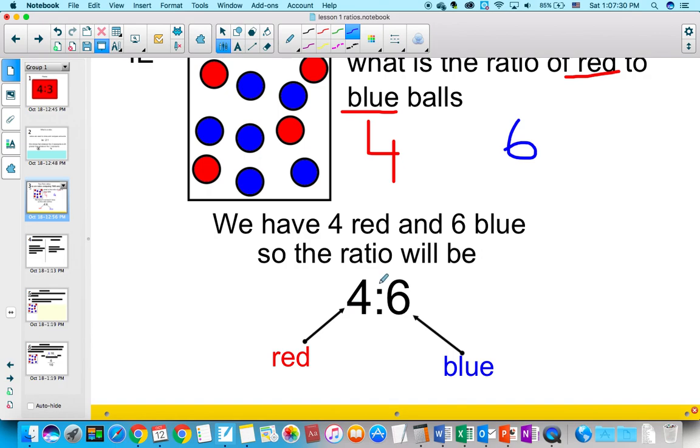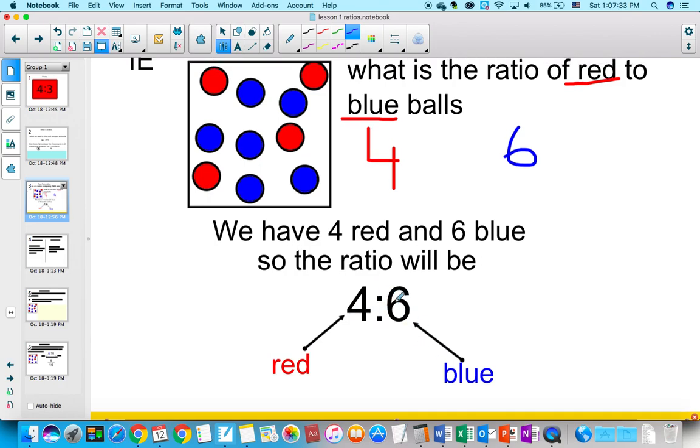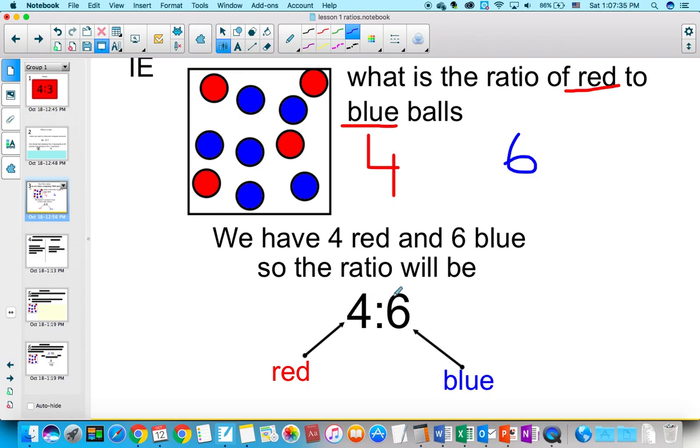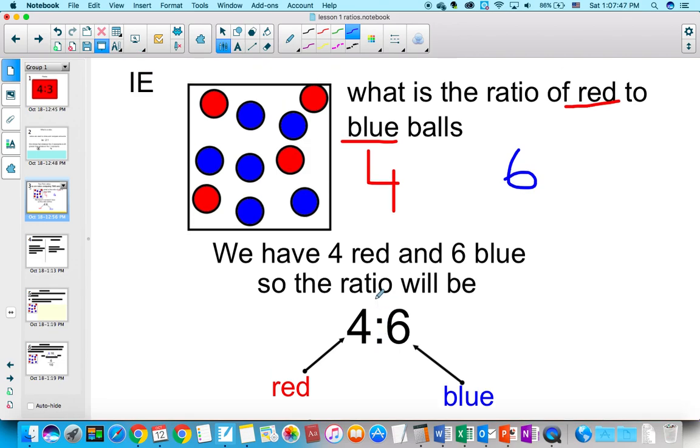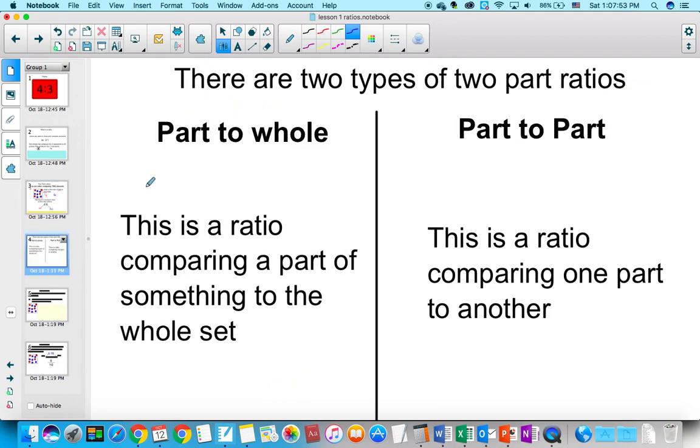The number of red with a colon and the number of blue. That's the ratio of red to blue. That's it. That's all ratios are. You're comparing 2 values to each other, and you denote this by using a colon right in the middle there. So from red to blue, and this is the total. So there are 2 types of 2-part ratios. There's part-to-whole ratios and part-to-part ratios. Part-to-whole ratios are comparing something to a whole set, right? So you're comparing a part of something to the whole thing.